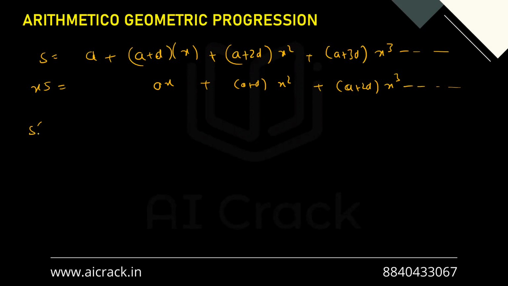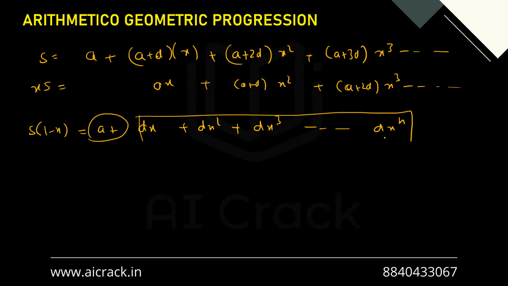So this would give me x times 1 minus x, s times 1 minus x equals a plus, now this a gets cancelled out, that would become dx. Similarly, over here a plus d cancels out, becomes dx square. Similarly, over here a plus 2d gets cancelled out, becomes dx cube, and till dx to the power n. Now this is an additional term and this becomes a standard GP summation, right? So this is how you have to solve an arithmetico-geometric progression.